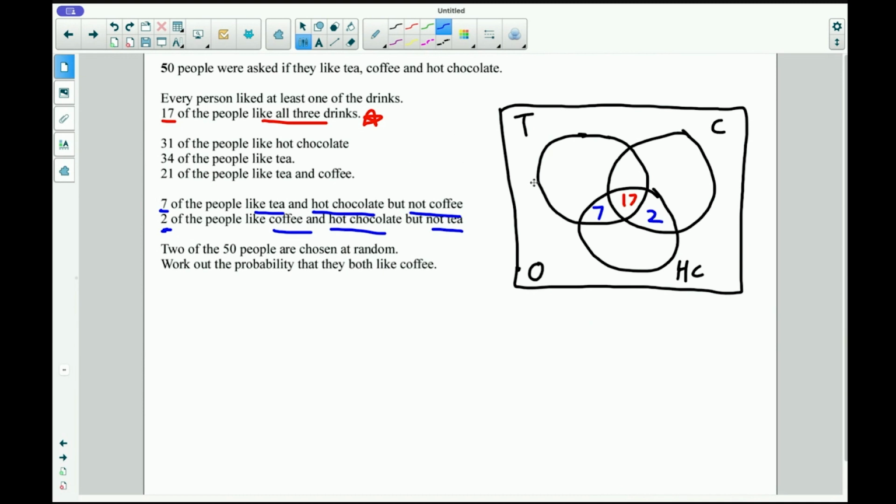So we can see that we are essentially just about done with the hot chocolate here. With the hot chocolate, we know that there are going to be 31 altogether. So if we have 31 minus 7 minus 17 minus 2, what is that going to be? Again, just confirming in case I make a silly mistake, I end up getting 5 is what I'm left with. Okay, so 5 people like hot chocolate only.